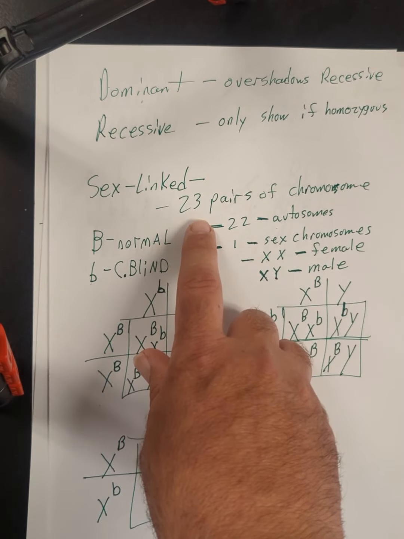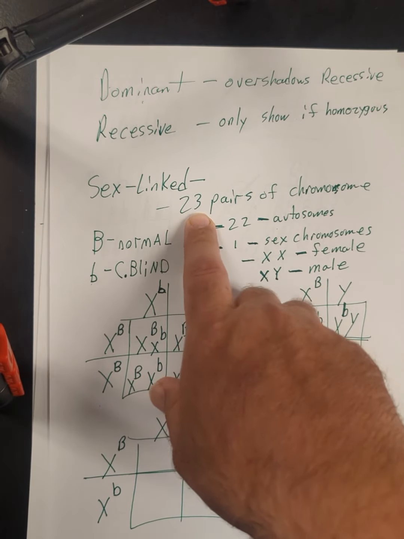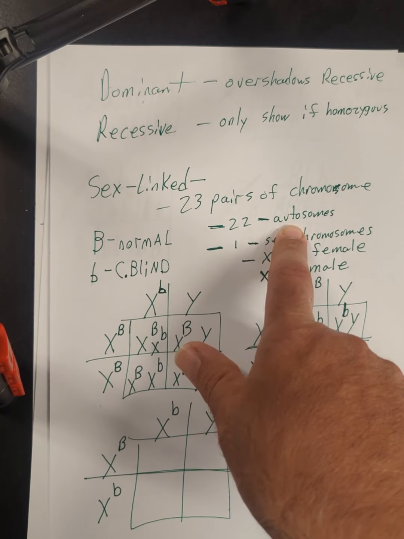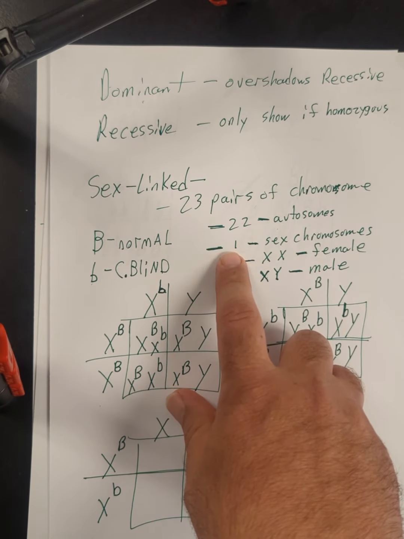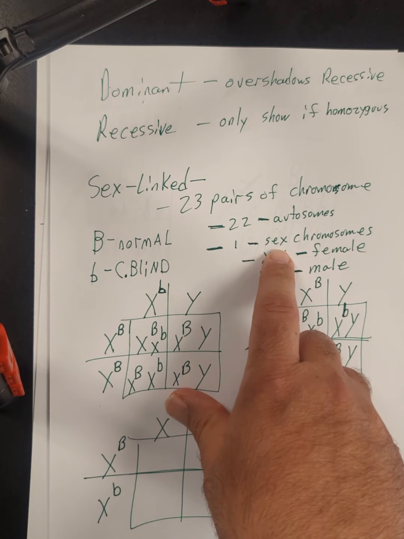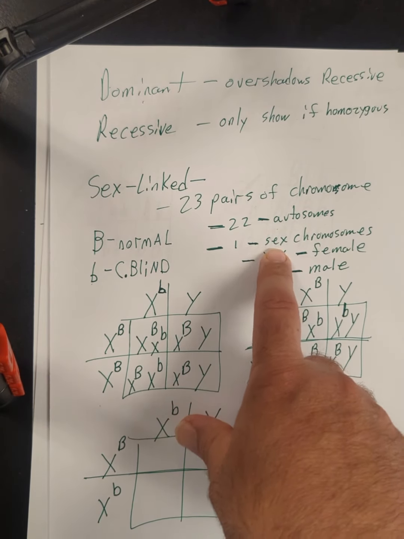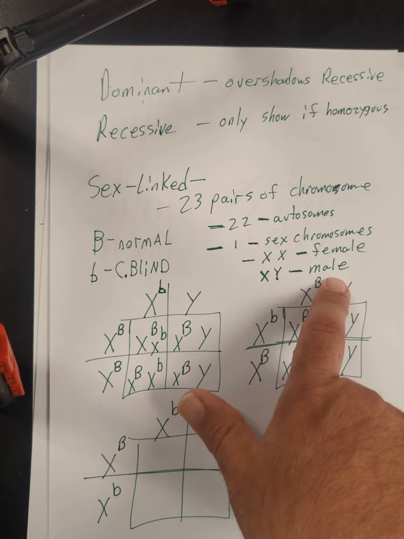Sex-linked, you have 23 pairs of chromosomes in each of your cells. 22 of those are what we call autosomes. And so they are your body chromosomes. They code for things like hair and eyes and lungs and livers and kidneys and all that stuff. And one set are your sex chromosomes. Genetically speaking, and I'm only speaking about genetics here, XX is female and XY is male.